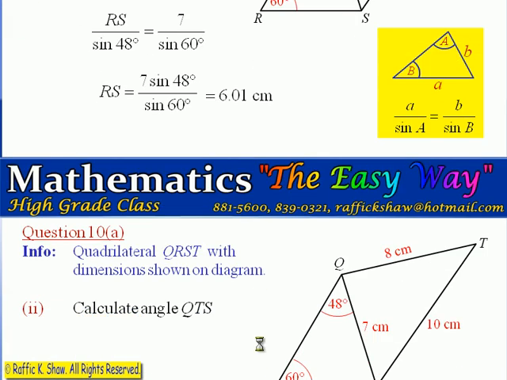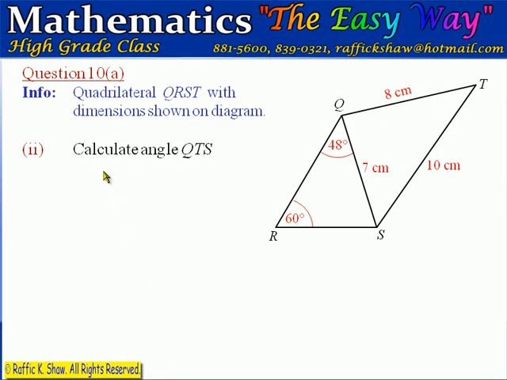Let's move down now to part 2. Now part 2 is asking us to calculate angle QTS. That's angle QTS. That's the angle right here. So let's call that angle theta, and we will mark that angle theta on the diagram. And that is it. Angle QTS, we are calling that angle theta.